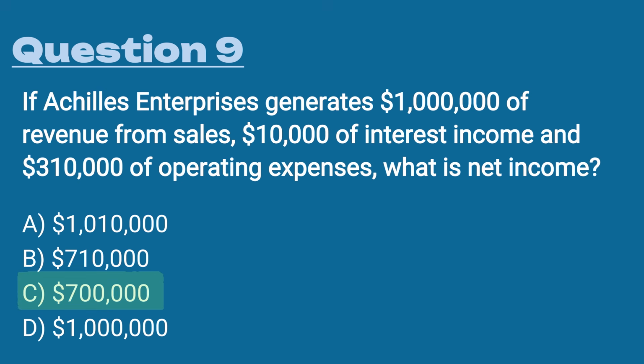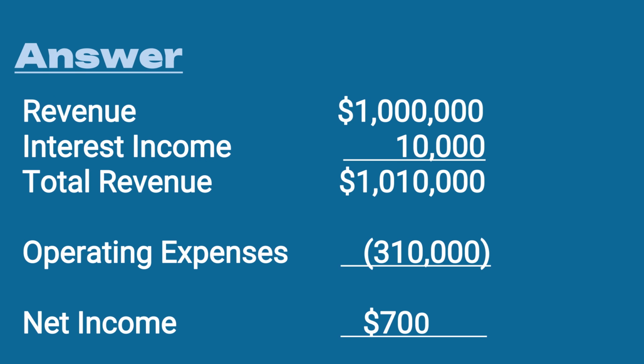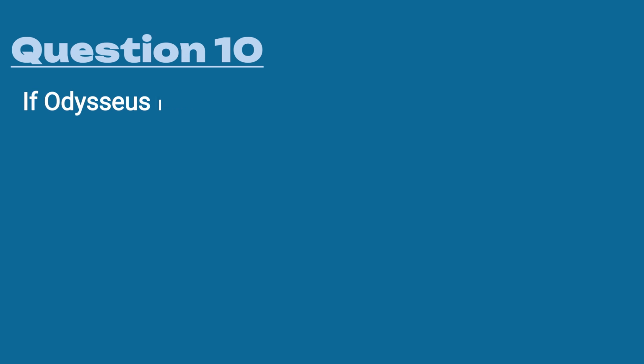The answer is C, $700,000. We're going to mock up an income statement here in the answer. You have $1 million of revenue. You have $10,000 of interest income. So your total revenue is $1,010,000. $310,000 of operating expenses. You take your revenue less your operating expenses, and you end up with $700,000 of net income. Our last question, question 10.